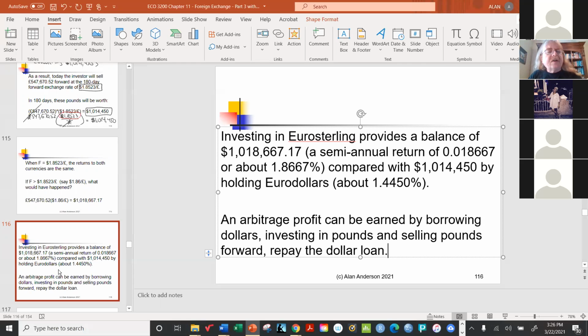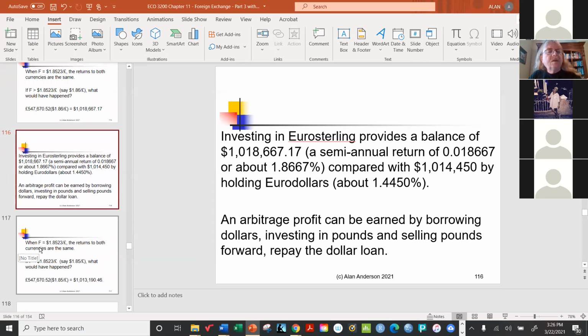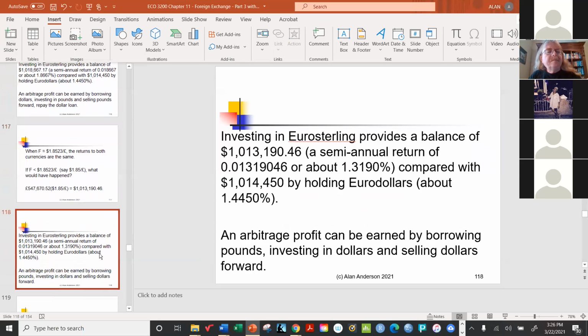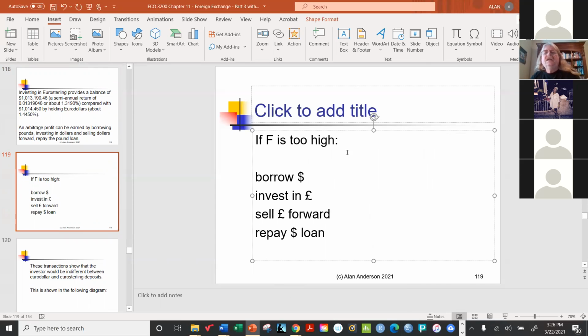And then down here with this strategy, it's the other way around. Here we borrow pounds, invest in dollars, sell dollars, and then also you have to repay the pound loan. That has to come as well. In other words, you borrowed money, you have to pay it back in the same currency, but we will still end up with a surplus when we're done. So the summary chart is fine.